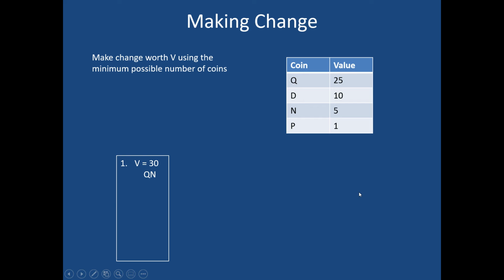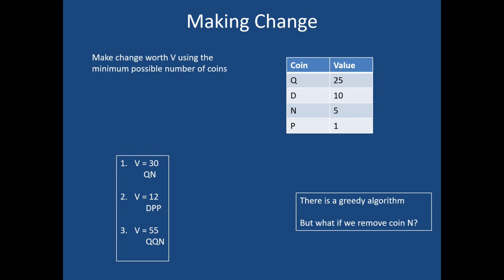Okay, so there we have an example. For 30 cents, you use a quarter and a nickel. For 12 cents, you use a dime and 2 pennies. For 55 cents, assuming you don't have a half dollar, you use 2 quarters and a nickel. Now, that's a greedy algorithm.